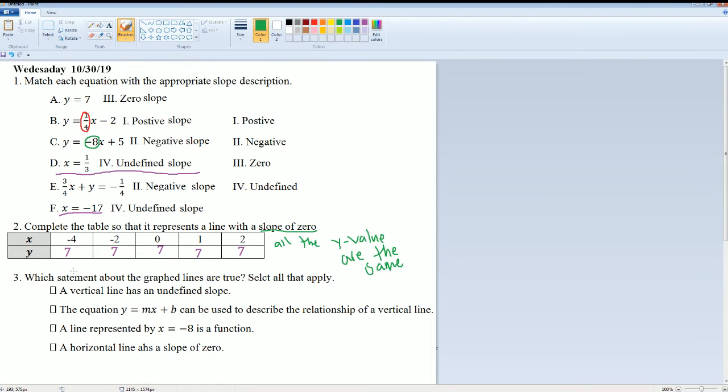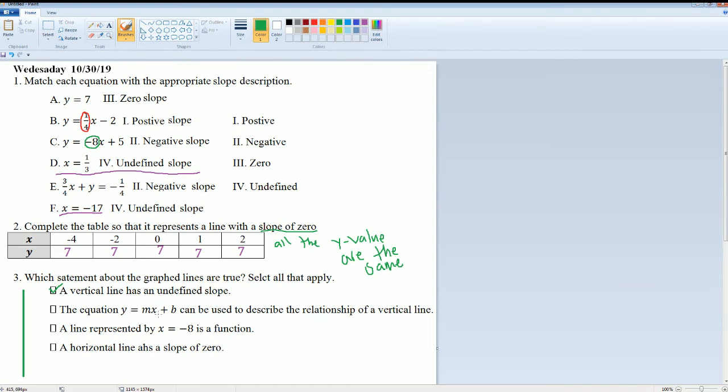All right, so which statements about the graph lines are true? Select all that apply. A vertical line has an undefined slope. A vertical line looks like this. That's a horrible vertical line, Mr. S. A vertical line is straight up and down. Okay. Is that an undefined slope? Yes, that is an undefined slope. So we would say you are correct.